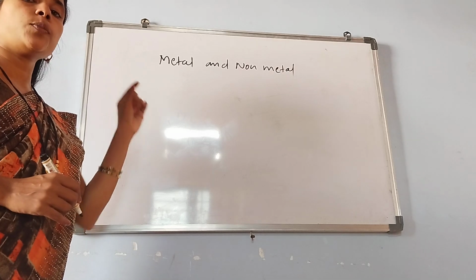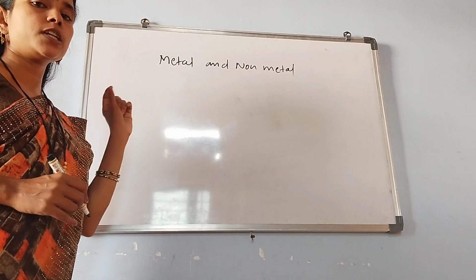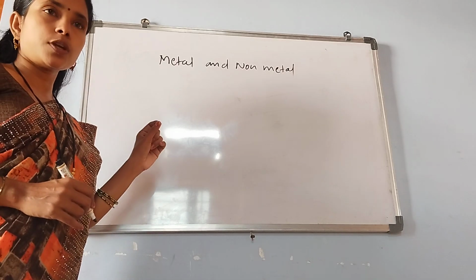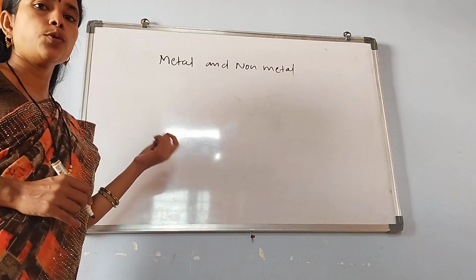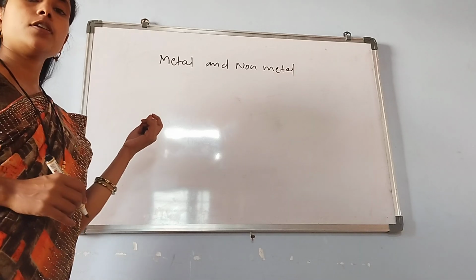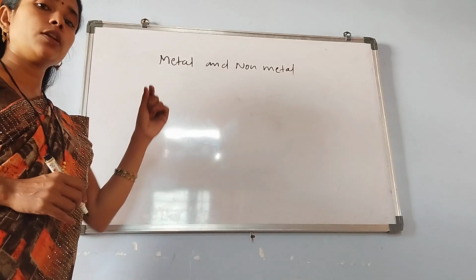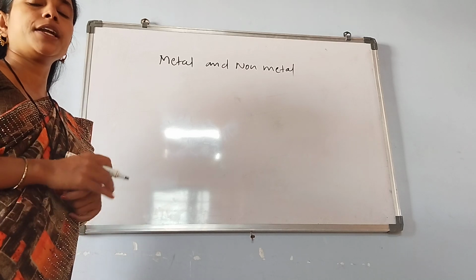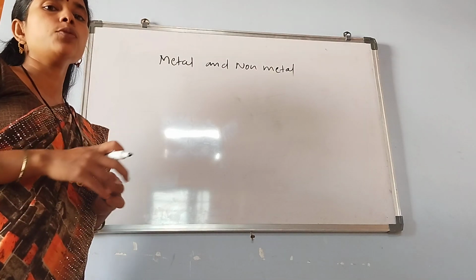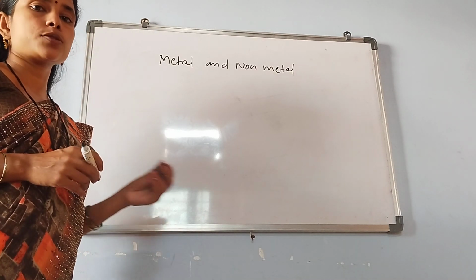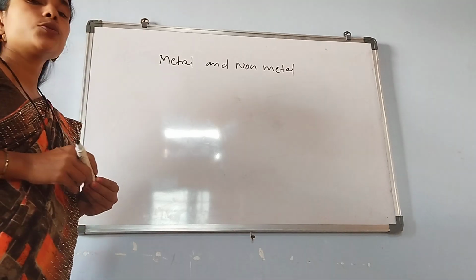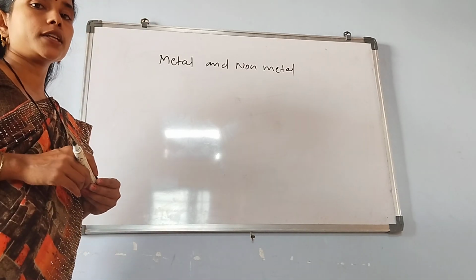For medium reactive metals, we used certain reducing agents like carbon monoxide, coke, aluminium. And for those metals which are low in the reactivity series, by heating only we converted them into metal oxides and reduced them. So now I am going to discuss the electrolytic reduction.